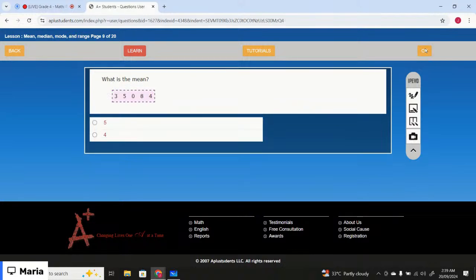What is the mean? You have to add and divide by 5. So 8 plus 5, 13, 14, 15, 16. That is 20 divided by 5. So the correct option is 4. Option number 2 is the correct option. Okay, you can complete the lesson by yourself later today.